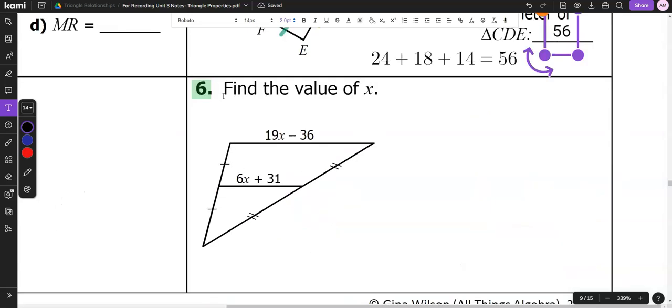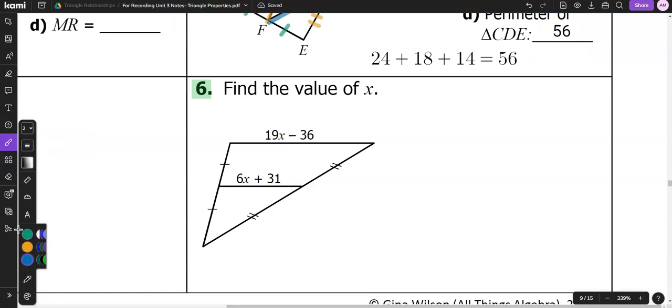All right, number 6, find the value of x. So what we see here is we have a midsegment, the 6x plus 31. Again, we know it's a midsegment because of these tick marks right here and these tick marks right here. So that tells me that this base is going to be twice the length of the midsegment.